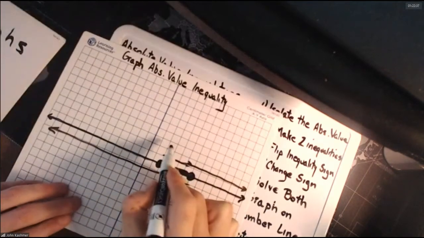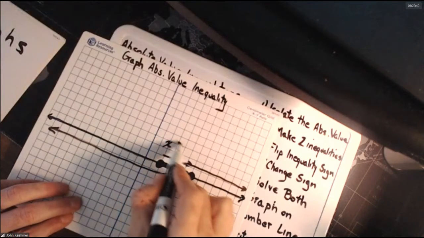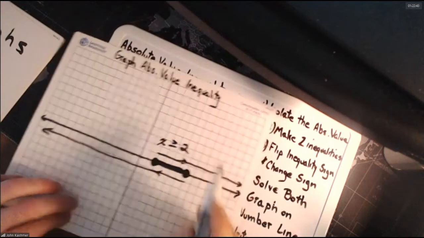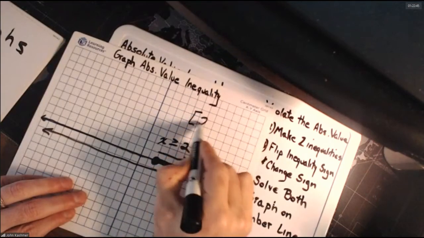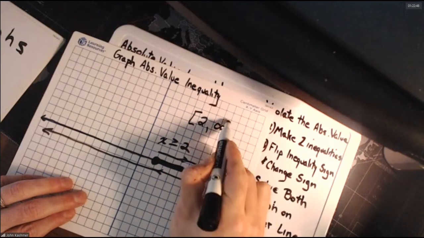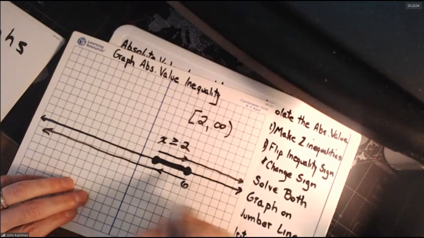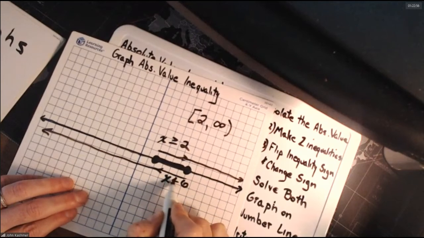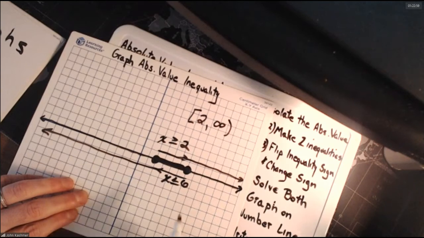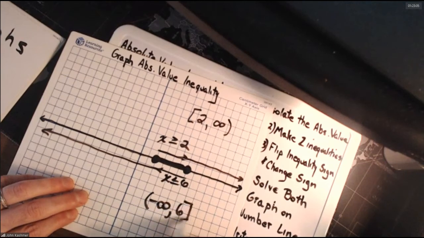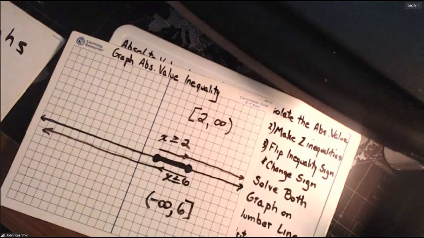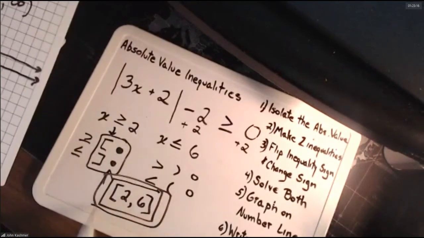So for example, for this one, which is x is greater than or equal to 2, your solution set would just be 2 to positive infinity, and infinity always gets a parenthesis. For x is less than or equal to 6, you would do negative infinity, comma 6, bracket. So these would be the answers to each individual inequality. And then when you put them all in the same graph, you would get this answer here.